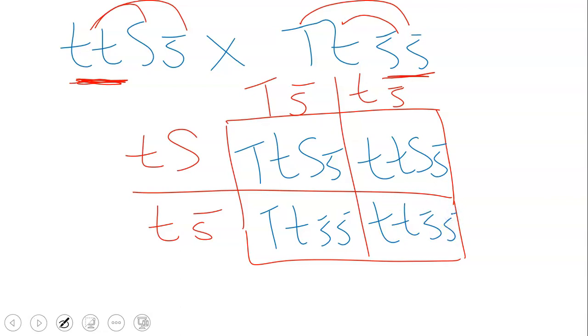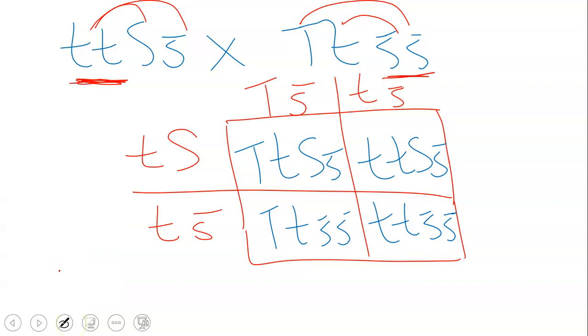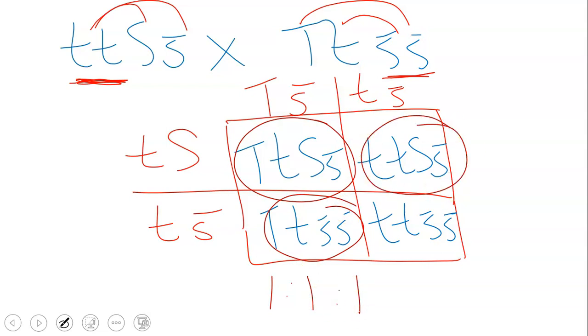If you're uncomfortable not doing a 16-box square, go ahead and do it. But you should hopefully get the same results. And so let's look at our results here. I'm going to grab dark red here. Okay, so this first offspring is going to be tall and smooth, and he's the only one. So 1 tall smooth to 1 tall wrinkled to 1 short smooth to 1 short wrinkled. Okay, so there's that ratio again.